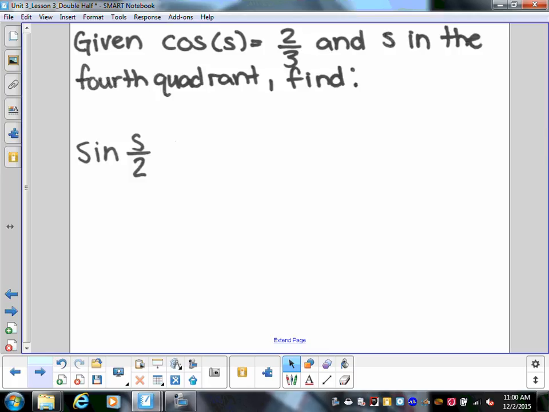How do you know? So S is just another variable we're using to talk about an angle measure, like theta or X or A or B or alpha. So we're told that cosine of this angle S is 2 over 3. And S is in the 4th quadrant, which is why cosine is positive.